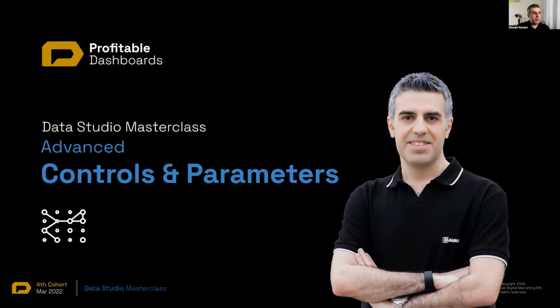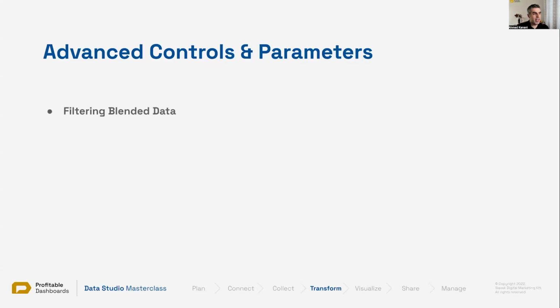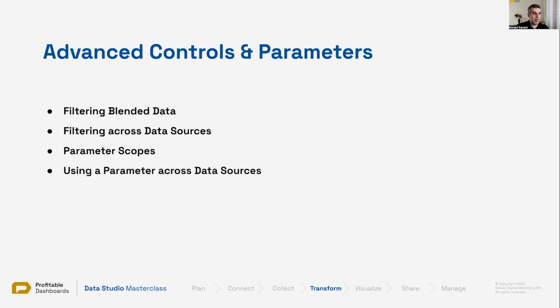First, we'll start with advanced control and parameters, and we talk about filtering blended data. So filters and blended data sources. Filtering across data sources, parameter scopes, and using a parameter across different data sources. So these are the things that we want to cover in the first section.